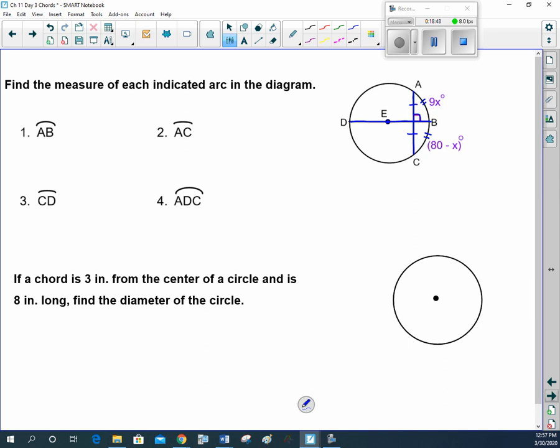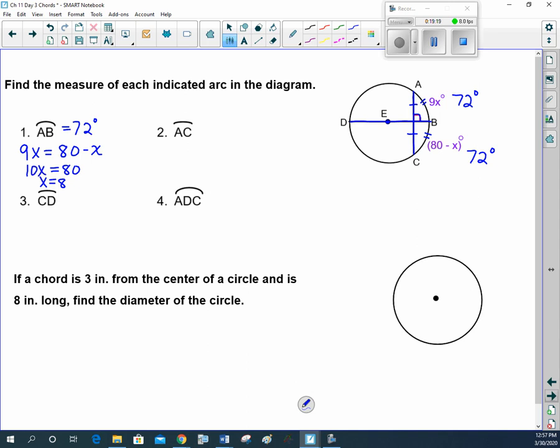Well, I guess we better figure out what x is. It looks like to me 9x would be equal to 80 minus x. So 9x equals 80 minus x. So 10x equals 80. So x equals 8. So that means 9 times 8 is 72. So the measure of arc AB is 72 degrees. So this is 72 degrees, and this side right here is 72 degrees.